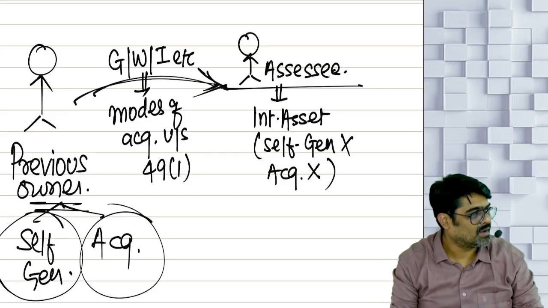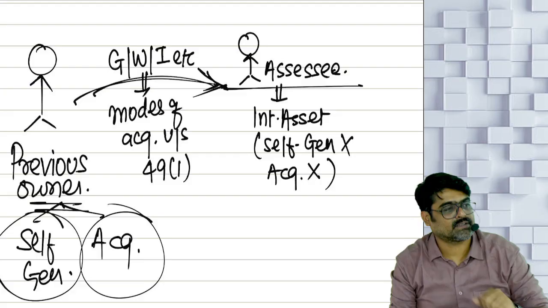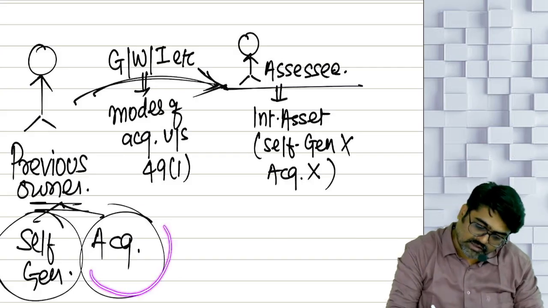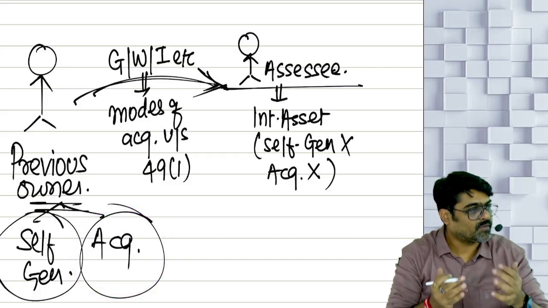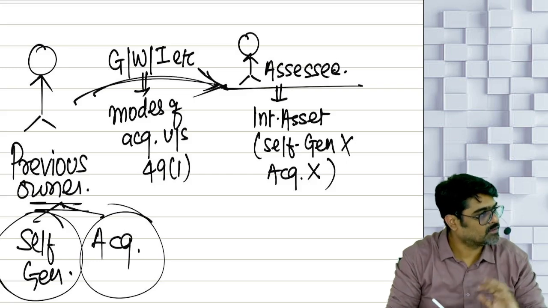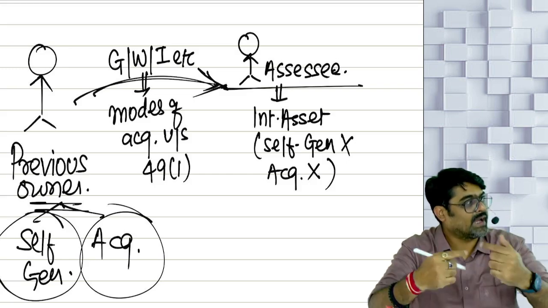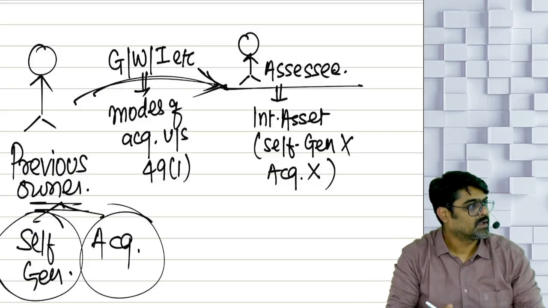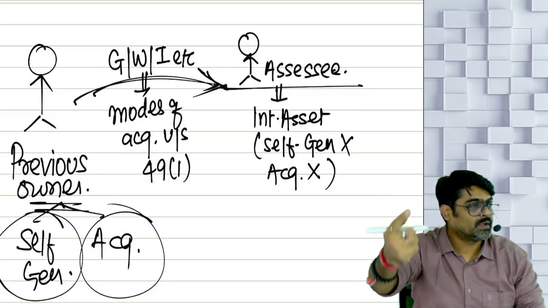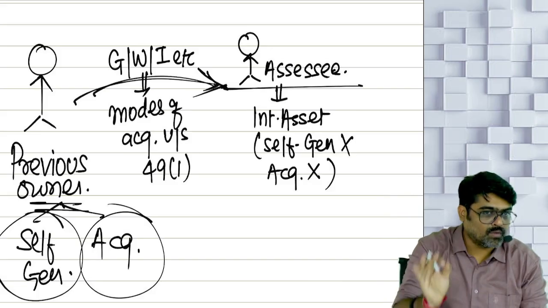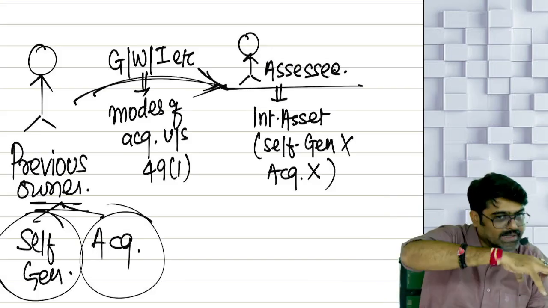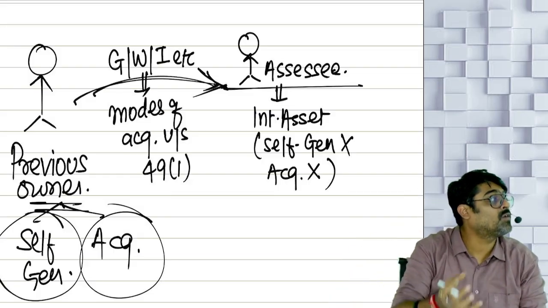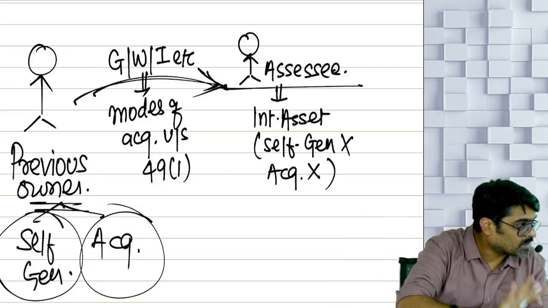Understanding? Now tell me, if the previous owner acquired, which means purchased, what was his actual cost? As per 55(2)(a), his actual cost will be his cost of acquisition. Cost of acquisition to the previous owner was actual cost. As per 49(1), that will be deemed to be your cost. So always the cost to the previous owner will be taken as cost in the hands of the assessee if the assessee has acquired the asset by way of modes specified under section 49(1).